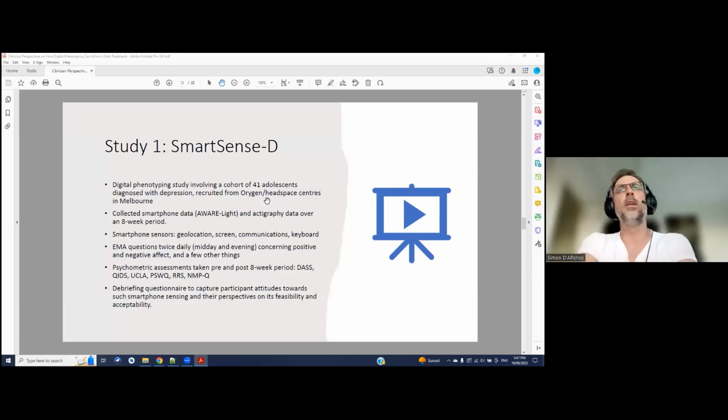So myself and one of my colleagues, Liana Schmal, initiated this study a few years ago. We collected smartphone data with Aware Light and actigraphy data, that's the wristwatch device, over an 8-week period. Some of the smartphone sensors, we had geolocation, the screen, communications, keyboard interactions. I think we also actually obtained consent for not only the screen touch episodes, but the characters that we input into the keyboard, so we can do some natural language analysis of that semantic textual content.